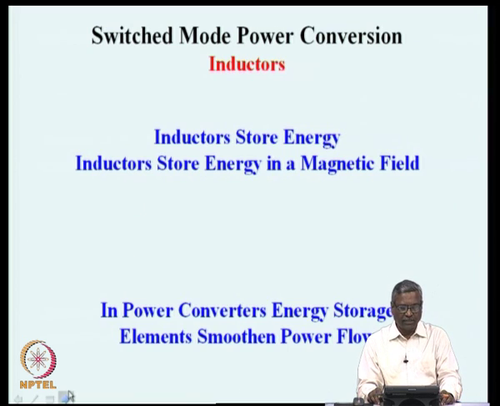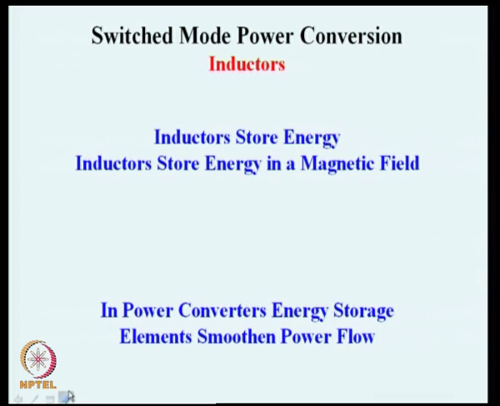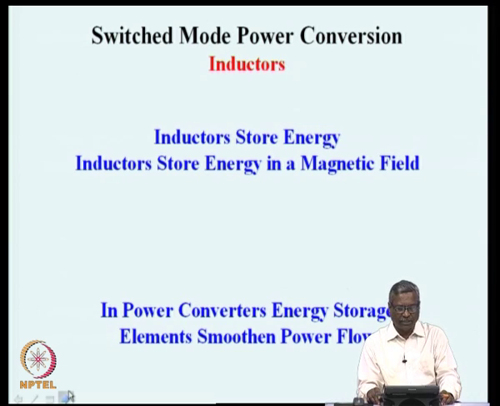In power converters, the switches that we employ result in discontinuous power flow. The power flow is interrupted by the operation of switches. In such a case, when we want to handle power in a smooth fashion, there are many storage elements, inductors and capacitors, that are used to smoothen the power flow. The main function of inductors in power converters is to smoothen the power flow.